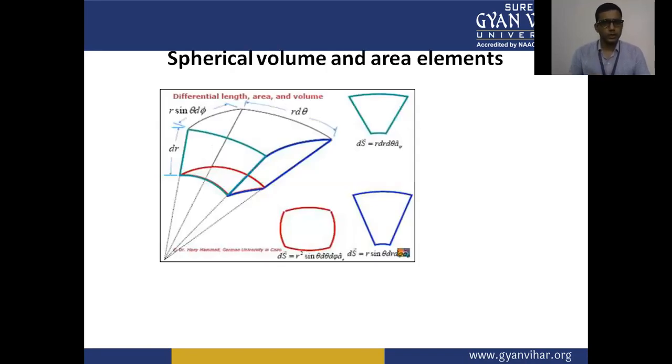So this is the differential length, area, and volume representation, the spherical volume and area element representation. The individual element is represented by the figure given here. We are able to find the volume, differential length, and differential area in the case of the spherical coordinate system.